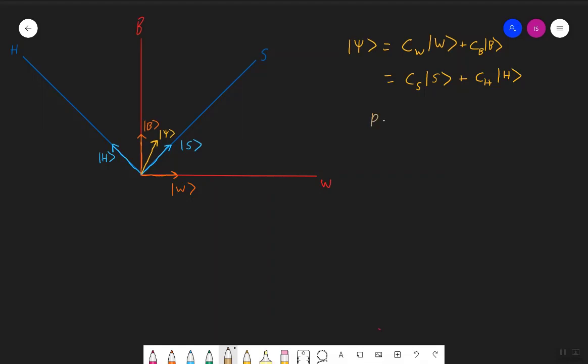So the probability of the particle being white is CW squared. Okay? Similarly, the probability of the particle being black is CB squared. Probability of being soft would be C soft squared, CS squared. Probability of being hard would be CH squared.